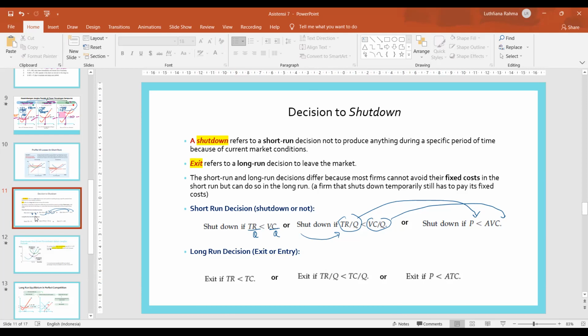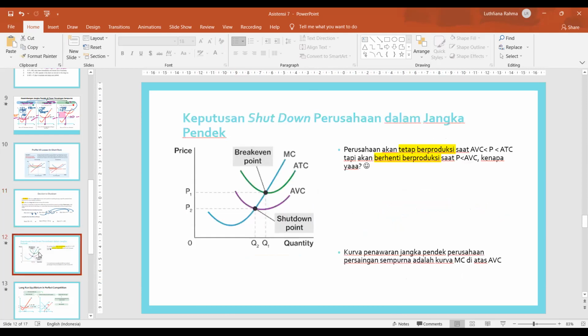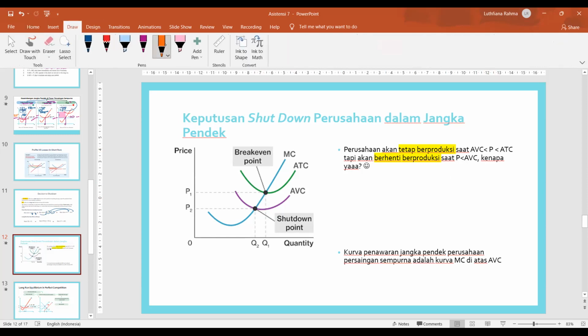Okay, so we move further to the short run decision, which is the shutdown condition. Here, the firms will keep producing if the price is between average variable cost and average total cost. The firm will keep producing, because the price is always equal to MC. Remember that it is a perfectly competitive market.